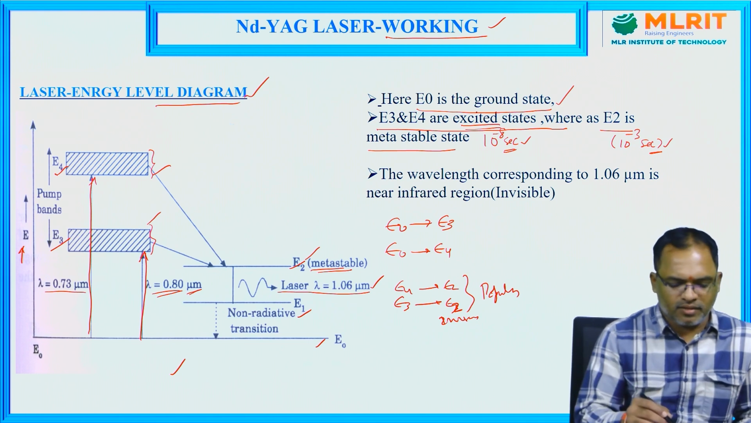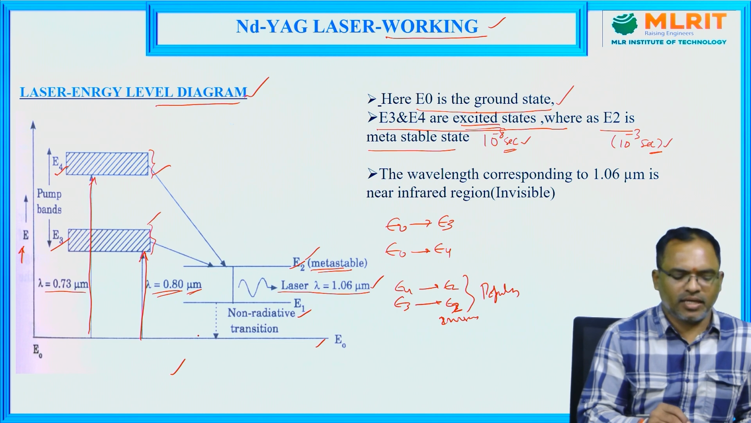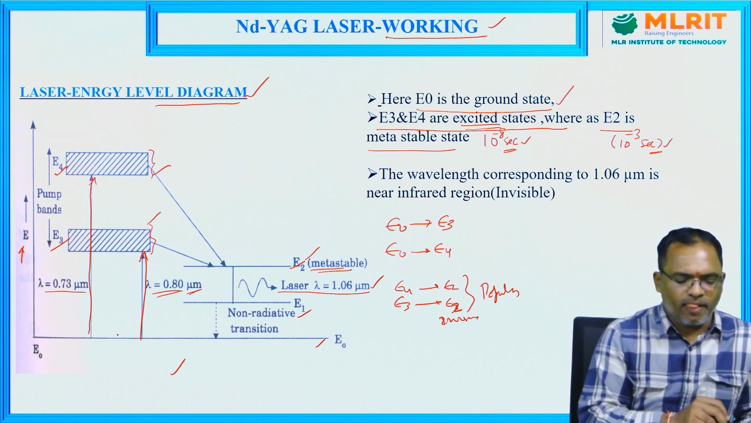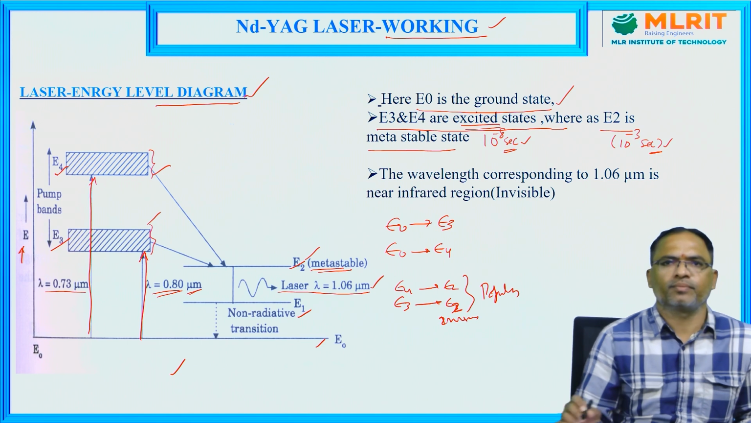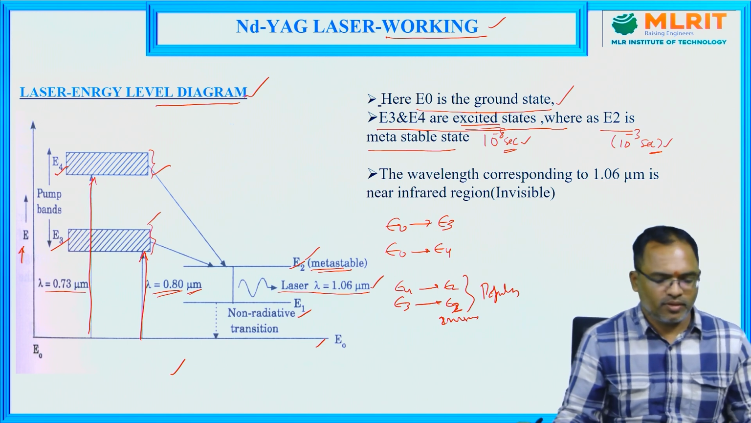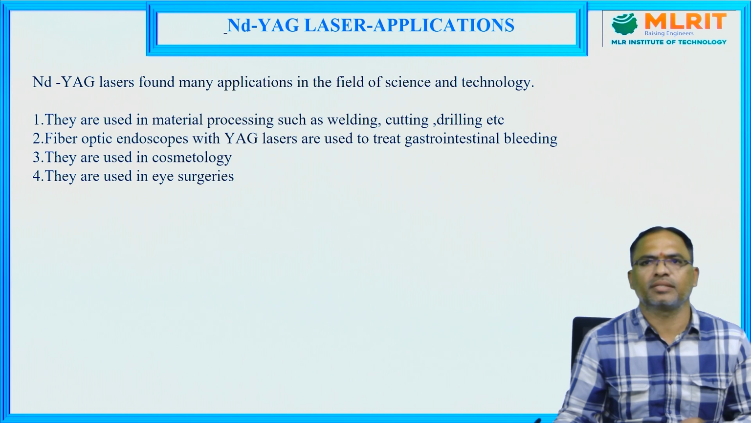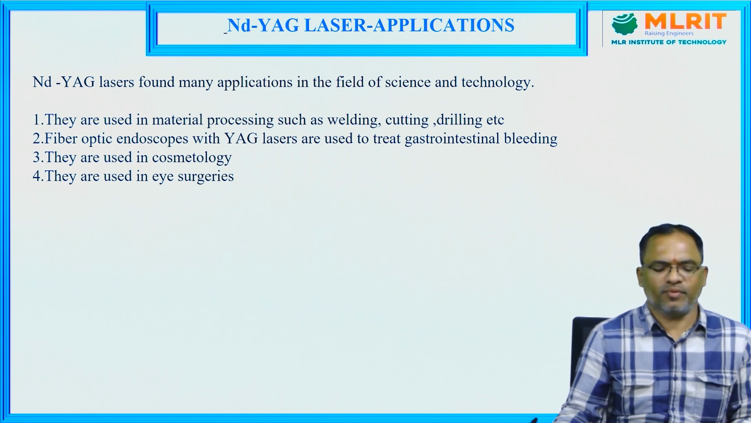Again, the flash tube will glow. The particles of the ground state will take energy. Again, they will make a transition from E0 to E3 or E0 to E4, and the process will continue. So that is how the Nd-YAG laser works, or what happens inside the active medium, which we discussed in terms of energy levels.